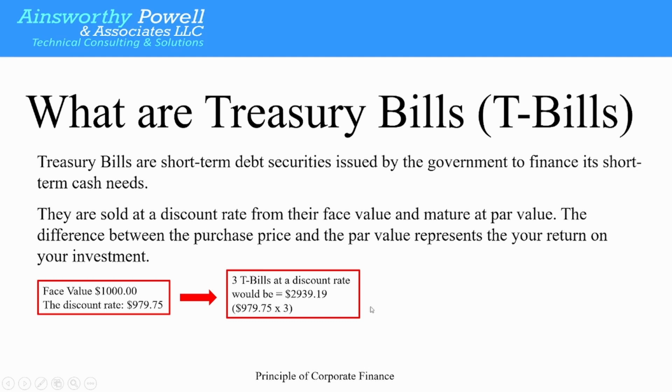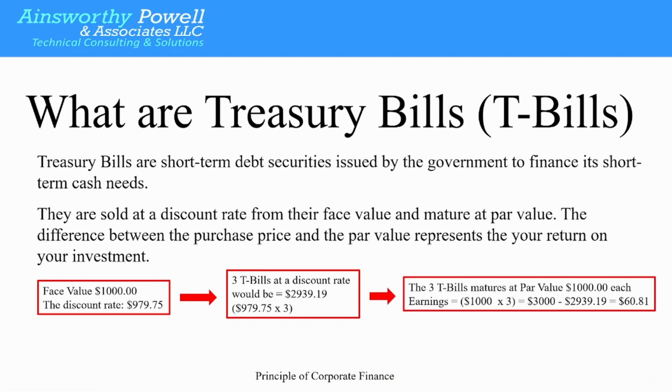$2,939.19. And then when it matures at the same $1,000, and because I have 3, I multiply my T-bills by 3, end up with $3,000. So this is what I'm getting back from the government. And when I subtract the two, my earnings for 6 months is $60.81. If I divide the $60 by the 6 months, it's $10.14 per month. Way better than the 3 cents or 2 cents that I was getting from my savings account.